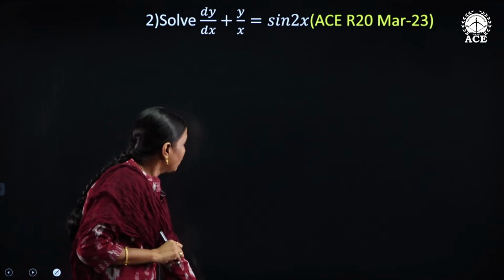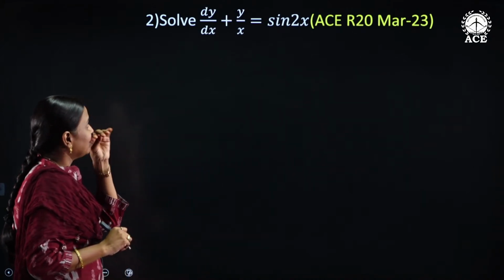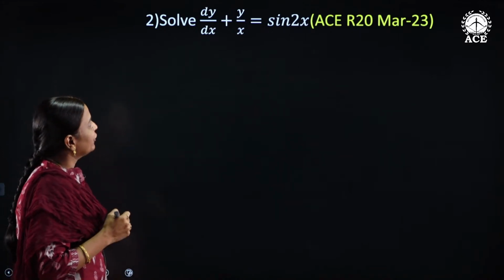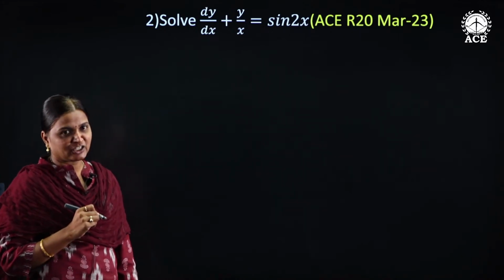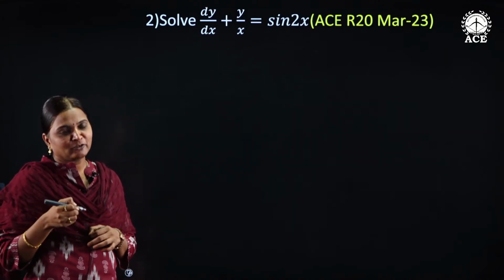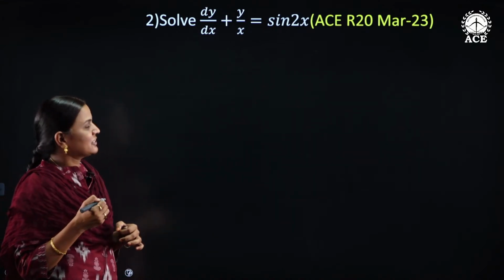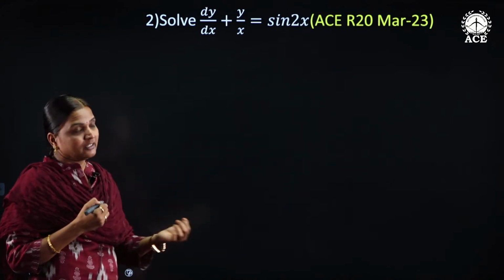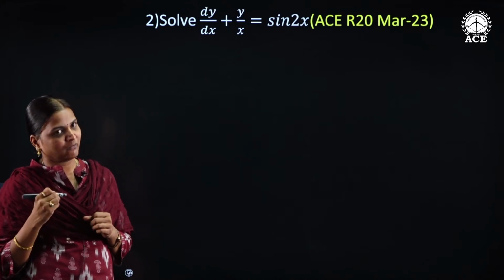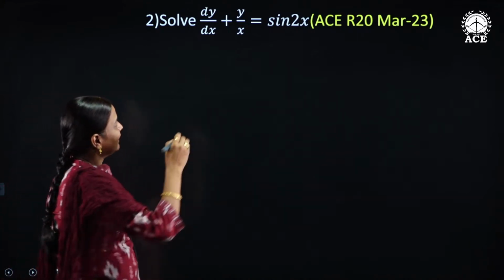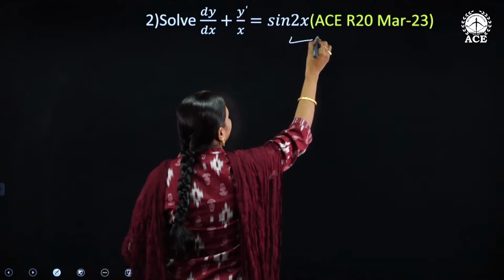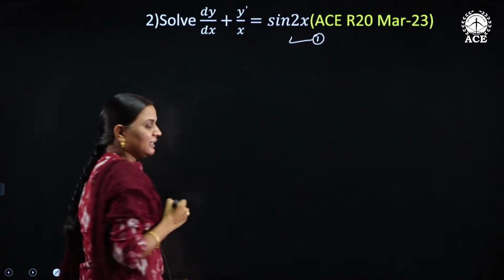Next, solve dy by dx plus y by x is equal to sin 2x. Before going to solve the given differential equation, when you know the idea about linear and Bernoulli's equations, then it is very easy. So first, identify the nature. Which variable appears with power 1? Observe that one. Here, y appears with power 1.